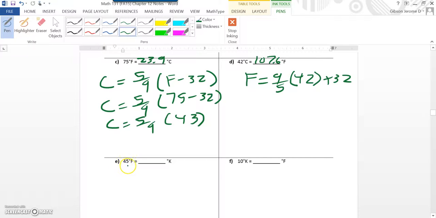Now we scroll down here to E and F. Now if you look here at E, we're given Fahrenheit, but Kelvin is done in degrees Celsius. So we can change Fahrenheit to Celsius. So we could do Celsius is equal to 5/9 times 45 minus 32. Because 45 represents the Fahrenheit. 45 minus 32, we know would give us 13.